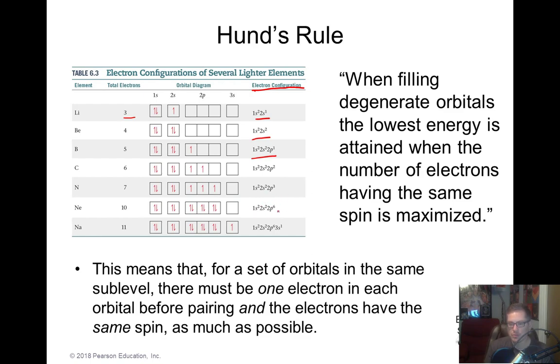2 plus 2 is 4 plus 6 is 10. Sure enough, we've got 10 electrons. So that's one way to keep track of yourself. So if you have the orbital diagram, then all you have to do to write out the electron configuration is just write out what's going on.